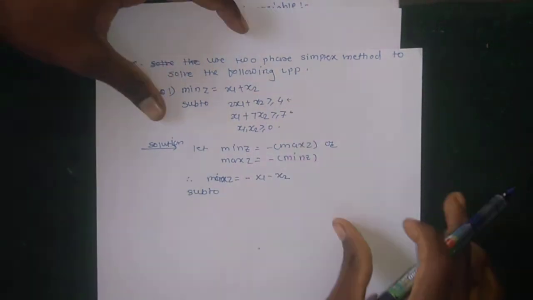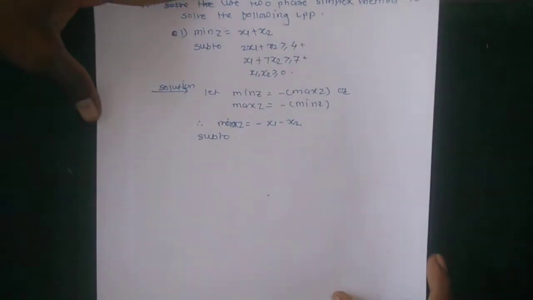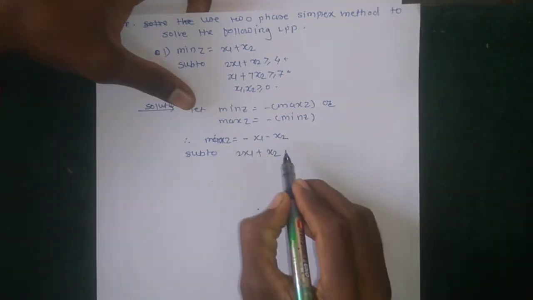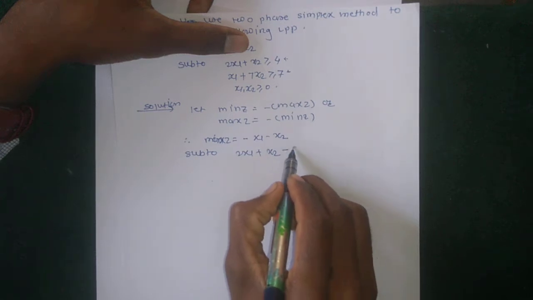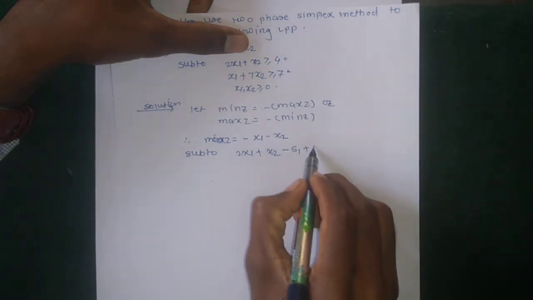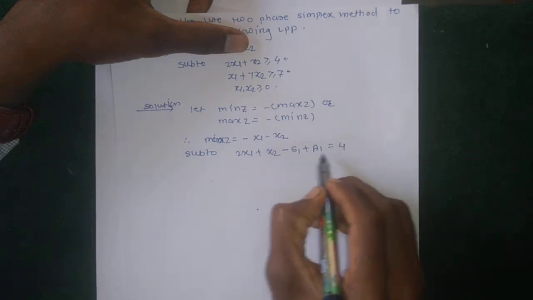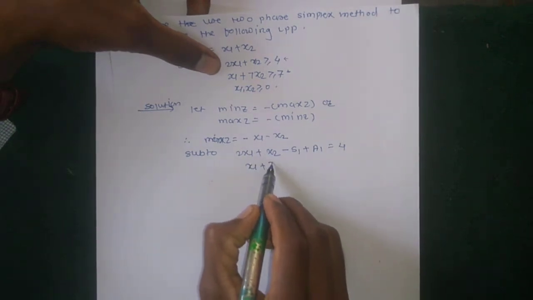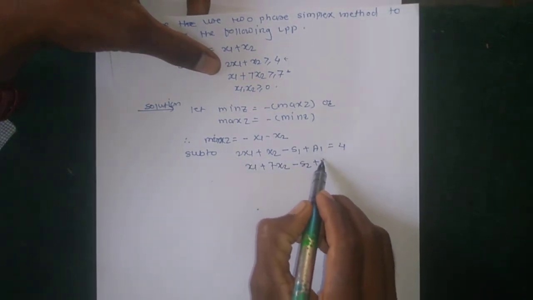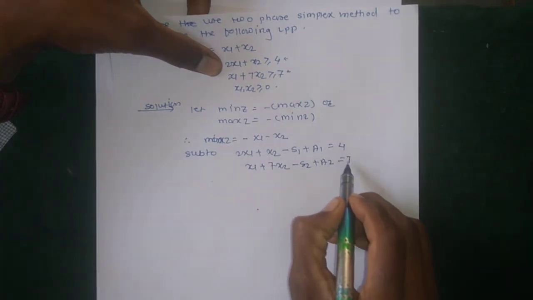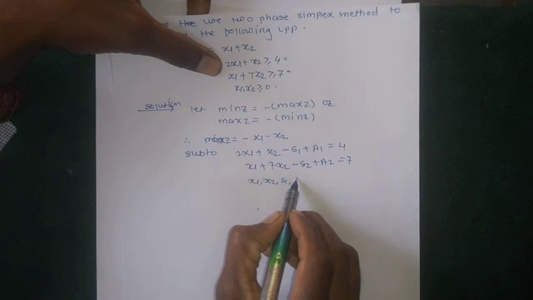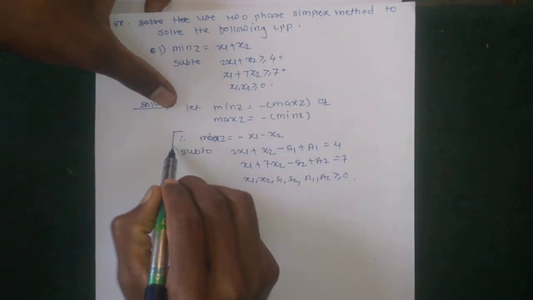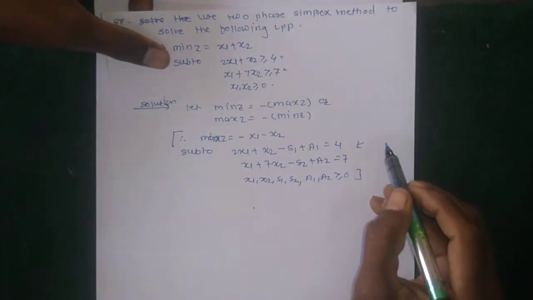subject to, after adding surplus and artificial variables, 2x1 plus x2. This constraint is greater equal type, so subtracting one surplus variable and adding one artificial variable, we convert the inequality to equality: 4. Similarly, x1 plus 7x2 minus s2 plus a2 is equal to 7, and x1, x2, s1, s2, a1, a2 are greater equal 0. We get our LPP. Okay, this is our LPP in standard form.